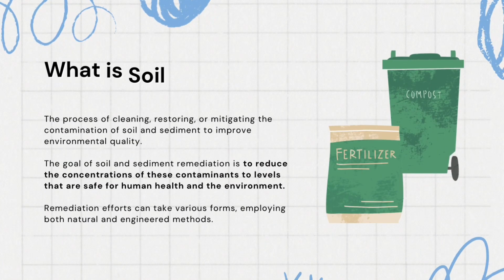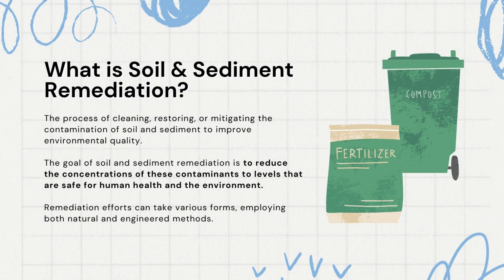Now we will delve into the technique of mitigating contamination of soil to improve environmental quality. What is soil and sediment remediation? Remember that previously we explored that contamination of soil and sediment arises from various sources, including human activities and natural contaminants. Soil and sediment remediation is a process of cleaning, restoring, or mitigating contamination of soil and sediment to improve environmental quality. The ultimate goal is to reduce contaminant concentrations to levels safe for both human health and the environment.